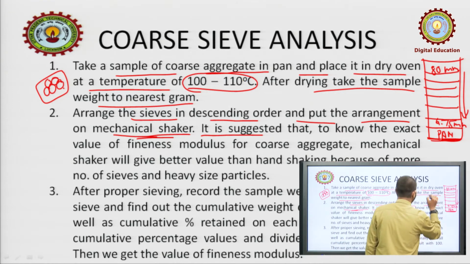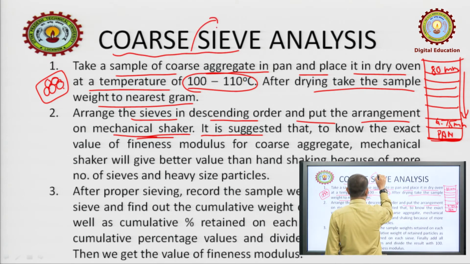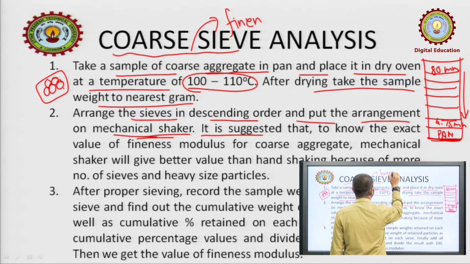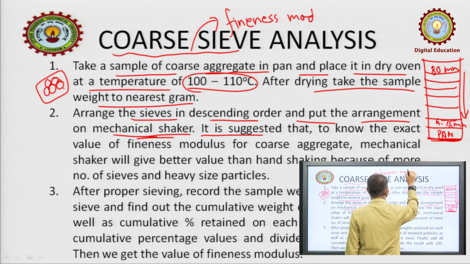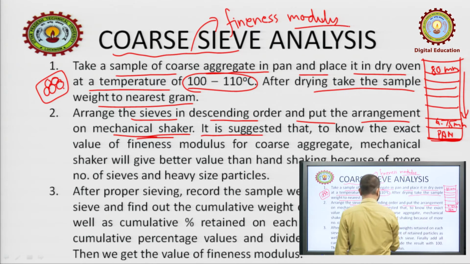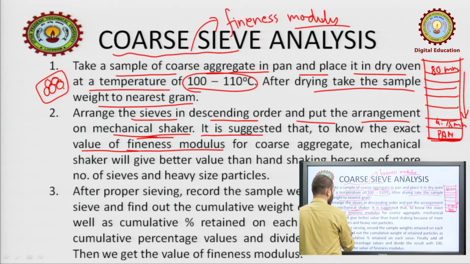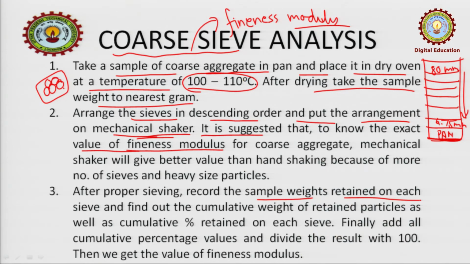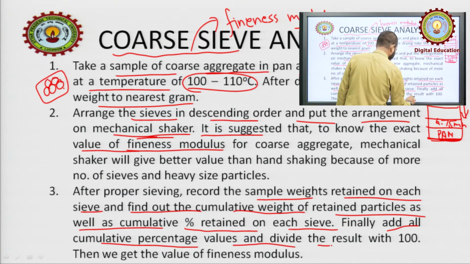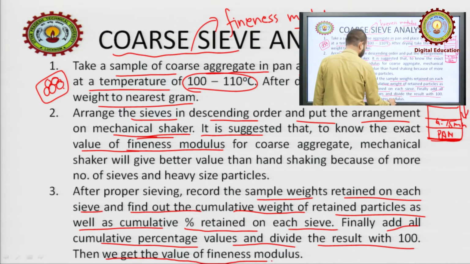And finally, for coarse grain, we find out the fineness modulus. Okay, here also the value of fineness modulus is found out. After proper sieving, record the sample weights retained on each sieve and find out the cumulative weight of retained particles as well as the cumulative percentage retained on each sieve. I will show you an example after this. Finally, add all the cumulative percentage values and divide the result by 100. We get the fineness modulus.